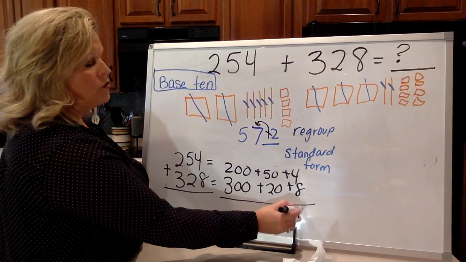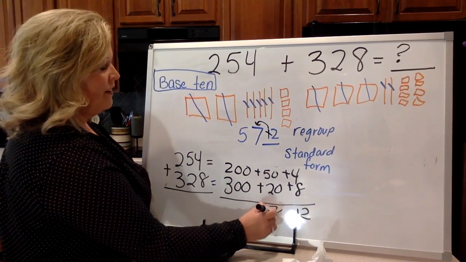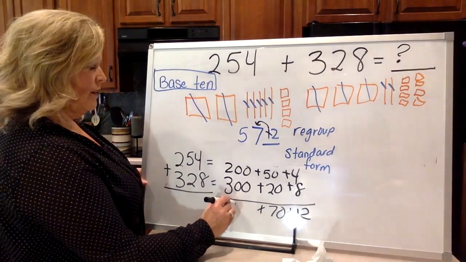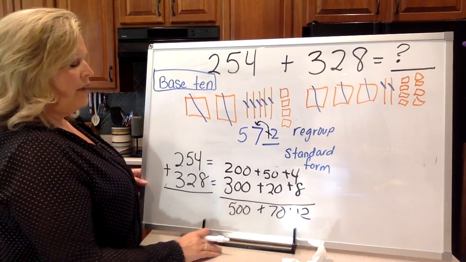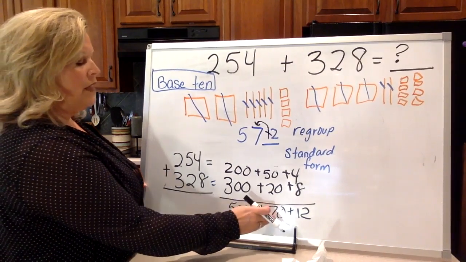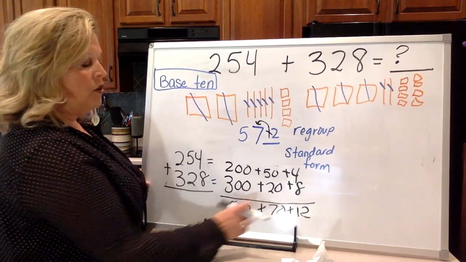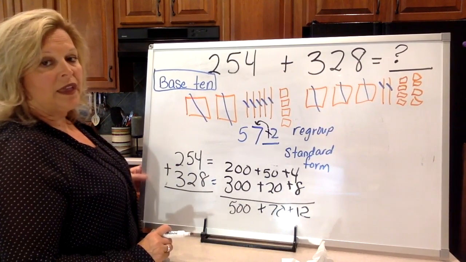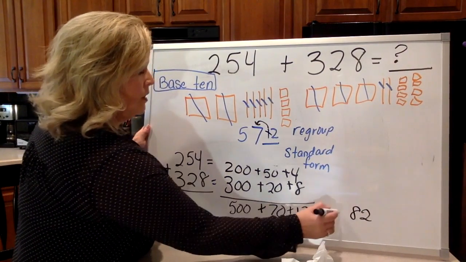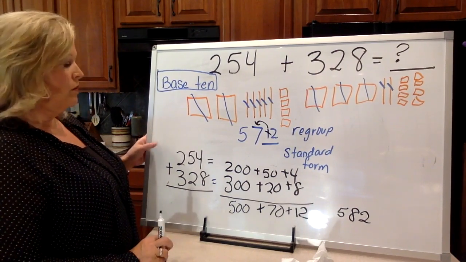8 and 4 is 12. 50 and 20. Quick, quick, quick. 70. 300 and 200. 500. Now if we add those together, that's a plus. 570 plus 12. I can hook together. I see some 10s here. 70 plus 12. I can kind of do that in my head and get 82 and then move the 5 on over with it. I get 582.